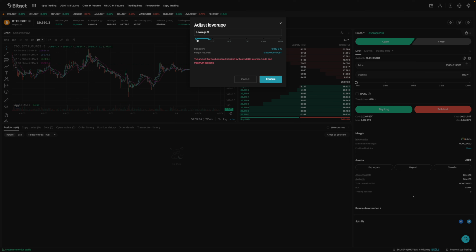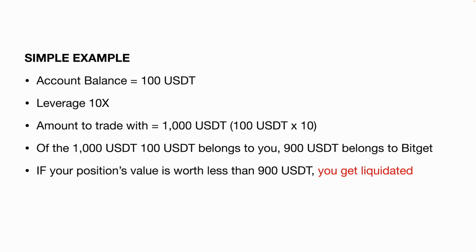So for example, in this particular case for Bitcoin, you can leverage as low as 1 or as high as 125 times. Now remember, this is money that you are borrowing. This is not money that you actually have. So here's a simple example, but in real trading, it's a bit more complicated than this. Let's just say that you only have 100 USDT in your account. You leverage that by 10x, which means that you now have 1000 USDT to trade with, which you use to enter a trade. Of that 1000 USDT, 100 USDT belongs to you and 900 USDT belongs to Bitget.